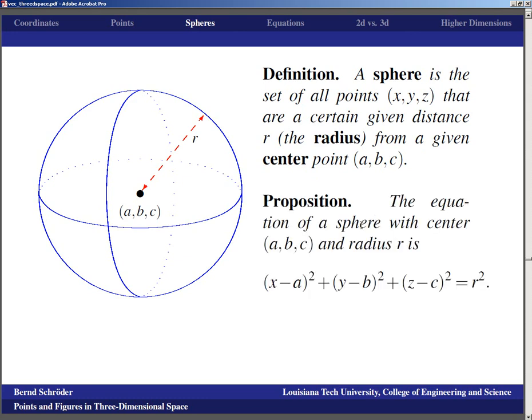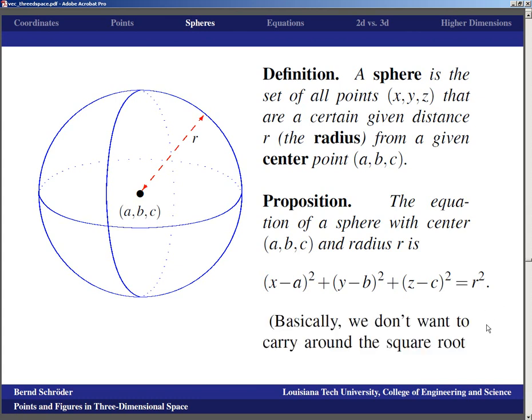And what that means then is that the equation of a sphere with center a, b, c and radius r is, well, let's see, if a point on the sphere has coordinates x, y, z, the distance from the center would be the square root of (x minus a) squared plus (y minus b) squared plus (z minus c) squared. And so the square root of this stuff ought to be r for every point on the sphere. And because we don't want to carry around the square root, we just square both sides of the equation from the distance formula. And so we get just distance squared equals radius squared.